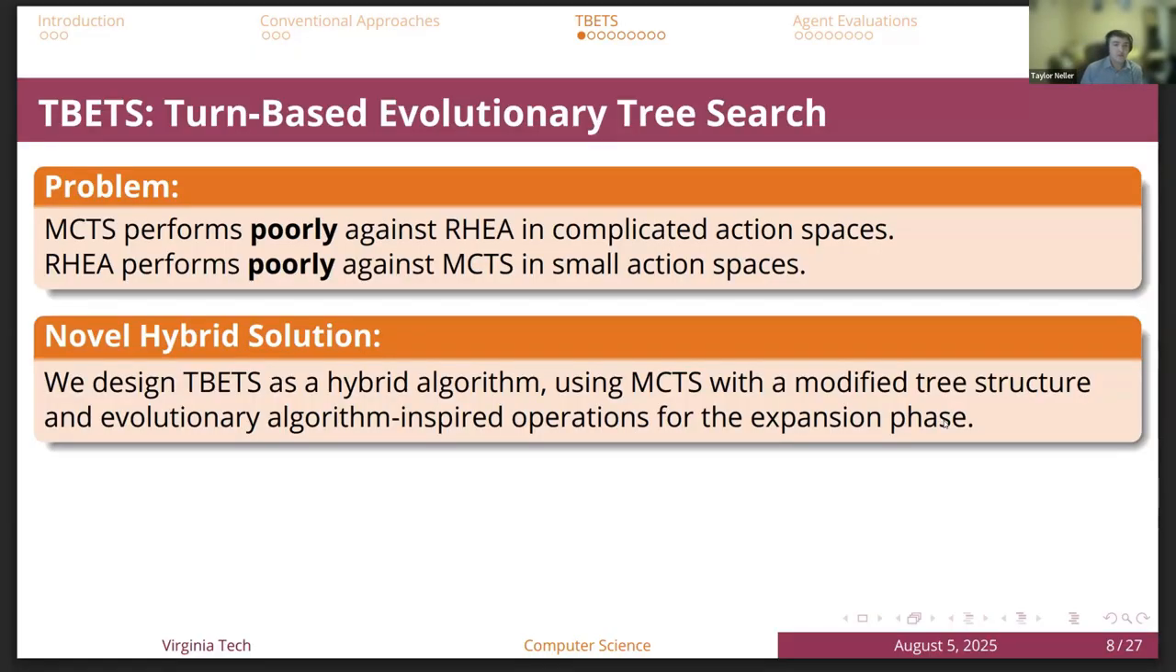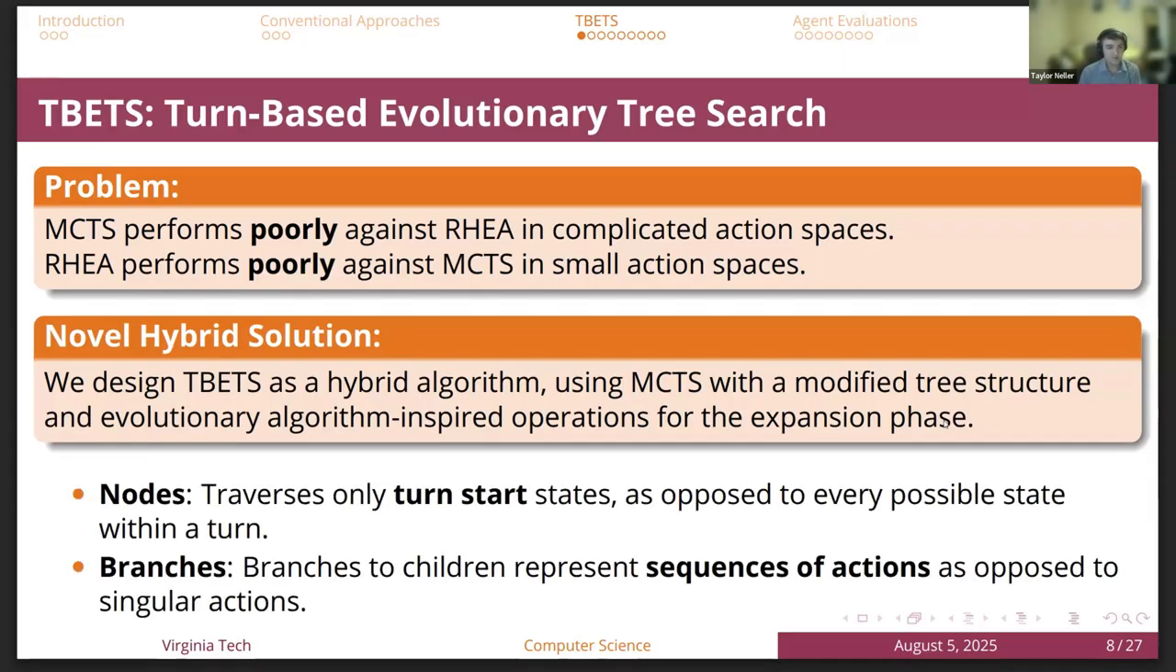We design turn-based evolutionary tree search, or TBETS for short, as a hybrid algorithm. And the key modifications here are that we change the tree structure and we use evolutionary algorithm-inspired operations in the expansion phase of Monte Carlo tree search. So for the tree structure, we want to traverse only the turn start states instead of every possible state within a turn. And this has the effect of compressing the game tree vertically and vastly increasing the branching factor. And so branches to children would represent sequences of actions as opposed to singular actions.